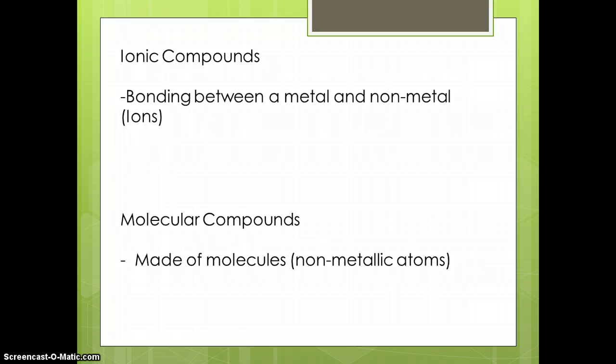Molecular compounds are different than ionic compounds. They consist of the bonding between two non-metals. Whereas ionic compounds are made of ions, molecular compounds consist of molecules. In case you forgot, molecules form when two or more non-metallic atoms bond together.